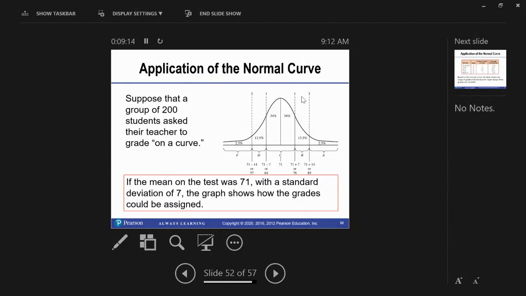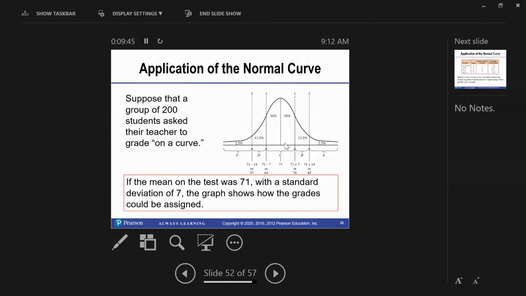Okay, so suppose that a group of 200 students asked their teacher to grade on a curve. If the mean of the test was a 71 with a standard deviation of 7, then this is how you would make your new graph. This is 71, your next line would be 78, and then 85. Going the other way, it would be 64, 57, so on. And then here's your A, B, C, D, and F.